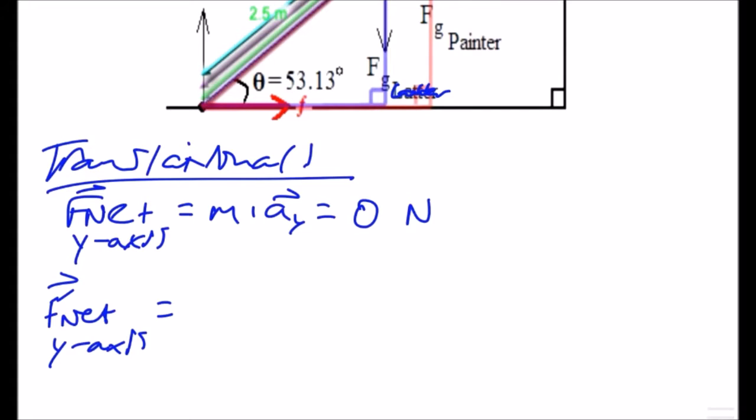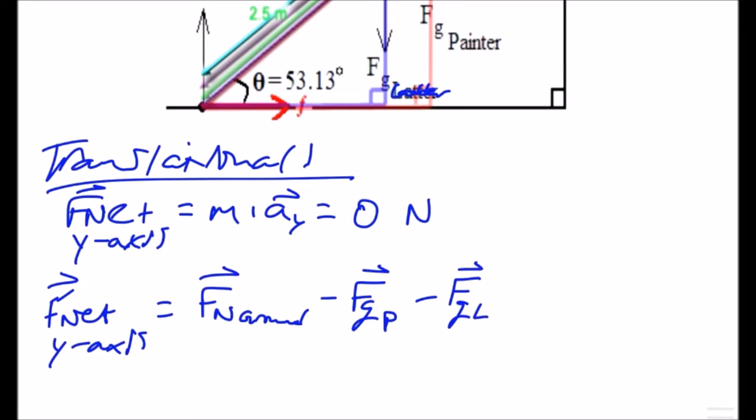All right, now let's do the sum of our forces in the y-axis. So what forces do we have here? Okay. Normal force from what? Okay, cool. So we've got the normal force from the ground. Do I subtract it, add it? Subtract. All right. So we can say the force of gravity from the person, the painter. What else? The force of gravity on the ladder.